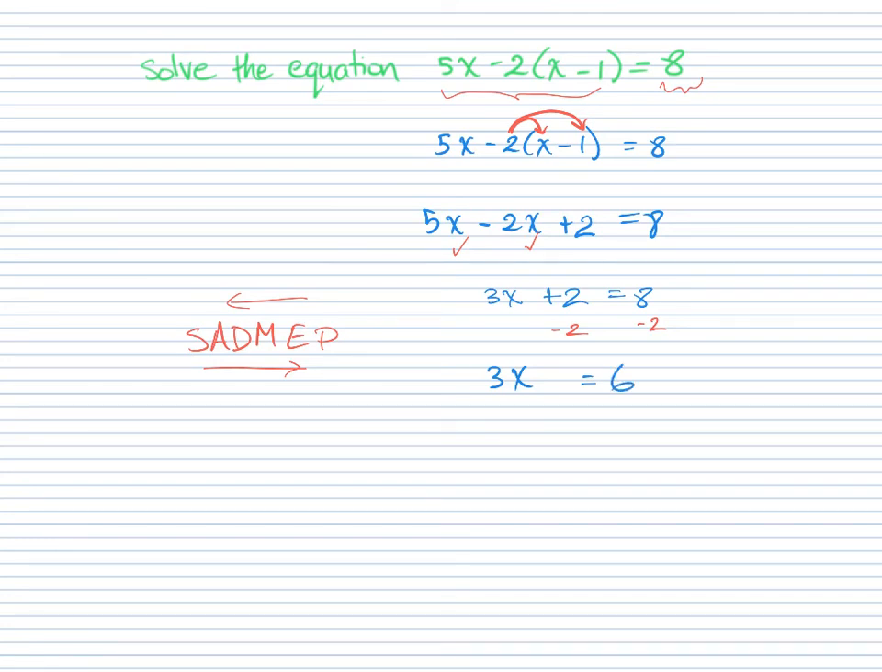And since 3 is being multiplied by x, the inverse operation there is divide by 3. And whatever we do on one side, we do on the next side. And we get that x is equal to 2. And that is how you solve an equation that has multiple steps.